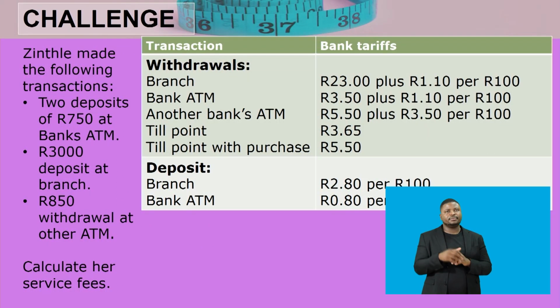Then this is a question that I want you to do. Zintle made the following transactions. Zintle made 2 deposits of 750 at a bank ATM. She made another deposit of 3,000 at a branch. Then she made a withdrawal of 850 at an ATM.